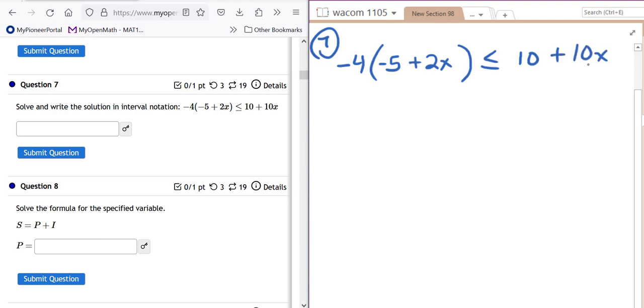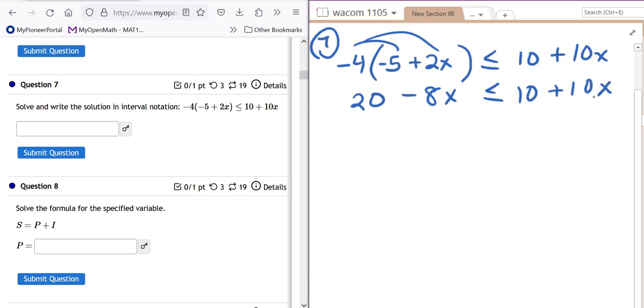All right, so you have to clean up on the left-hand side and distribute, so you get 20 minus 8x, parentheses comes off. And then you have to get rid of one of your x terms. I'm going to get rid of the 10x so that the x stays on the left. That makes it easier to graph and get your interval notation. So this one is gone, and we have 20 minus 18x is less than or equal to 10. Get rid of your 20.